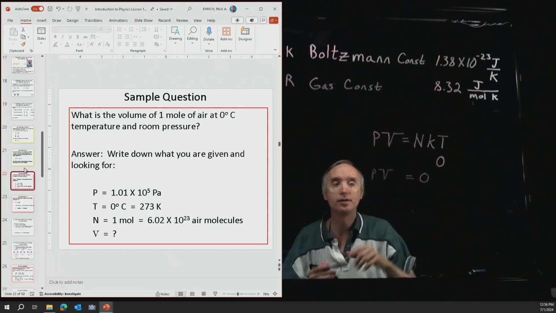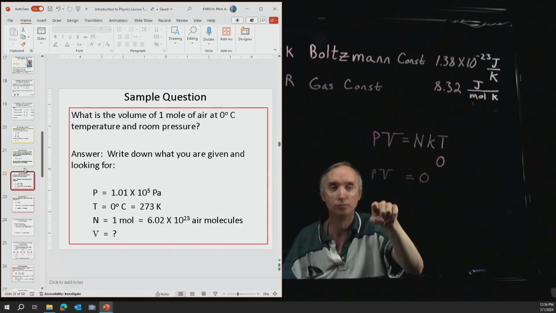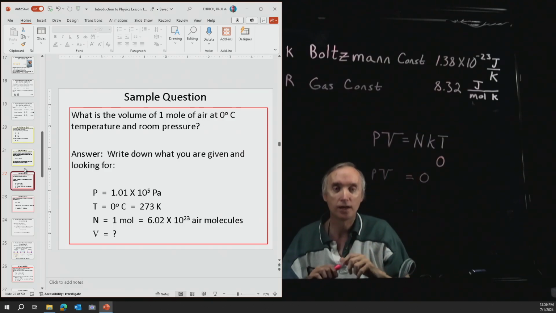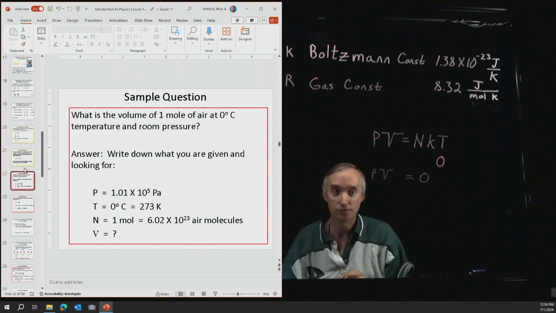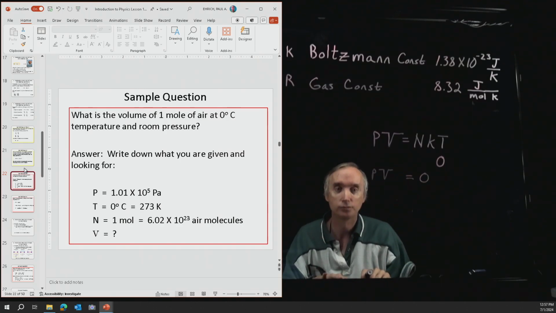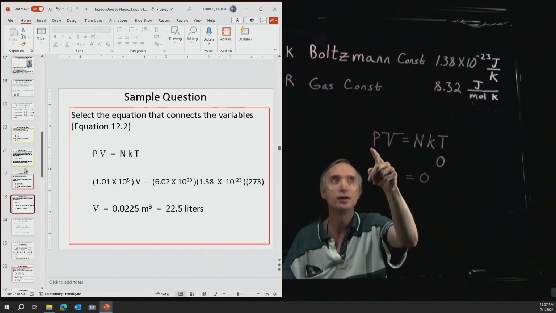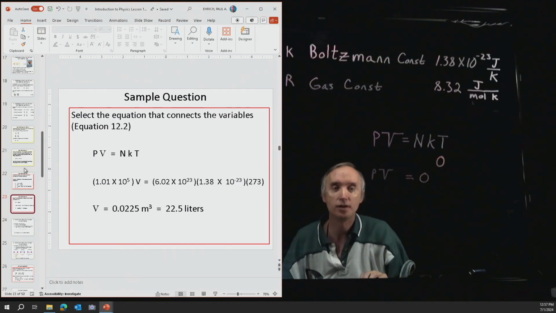And then, what is the number of air molecules inside the gas? Well, it said it was 1 mole of air. So capital N is going to be 1 mole of air, which is going to be 6.02 times 10 to the 23rd air molecules. So that's good to 3 significant figures. And then we're looking for the volume V. So we're going to take our equation here, PV equals NkT, and we plug all of those numbers in there and then solve it with your calculator.